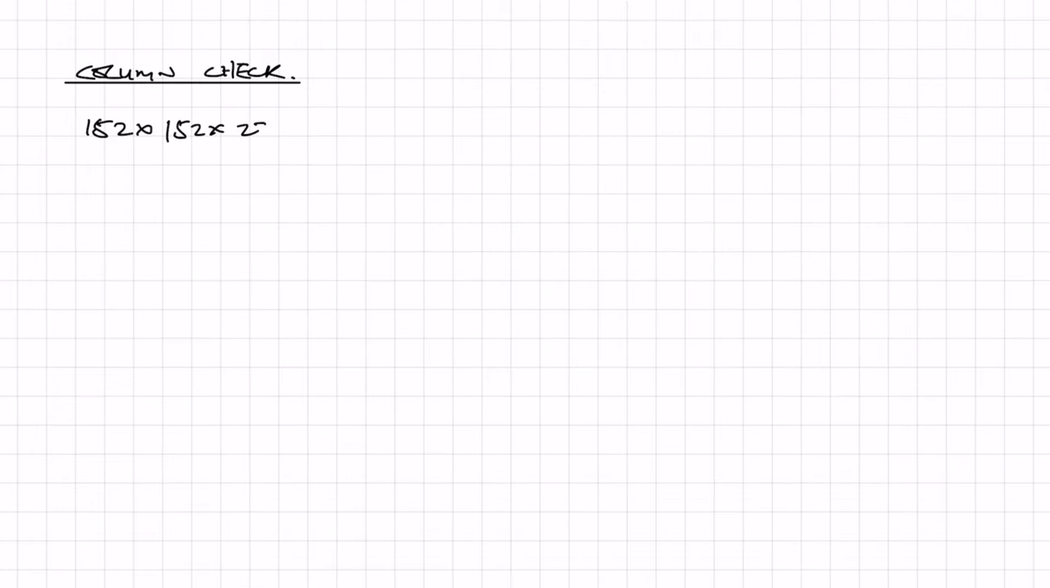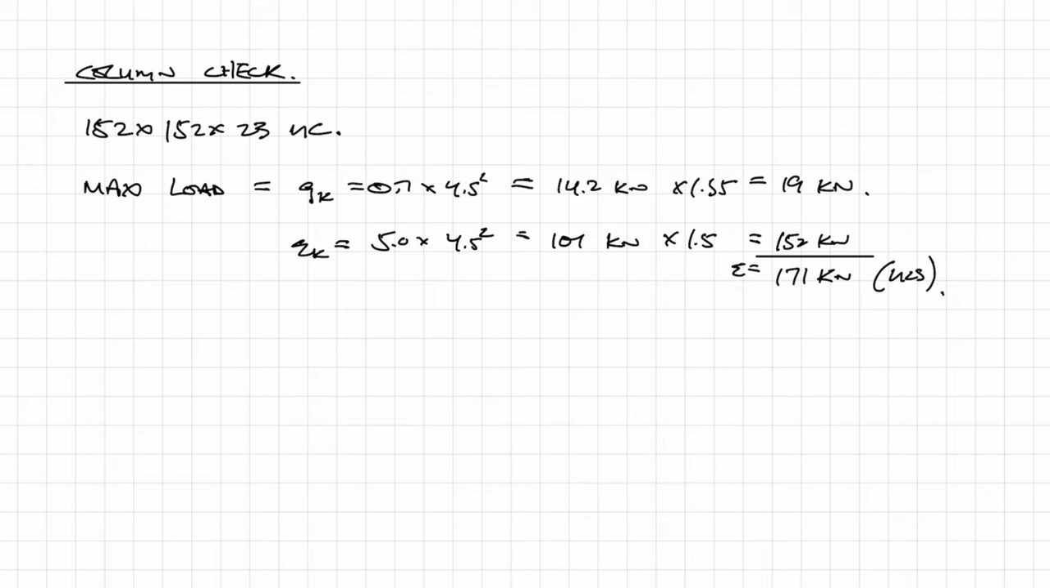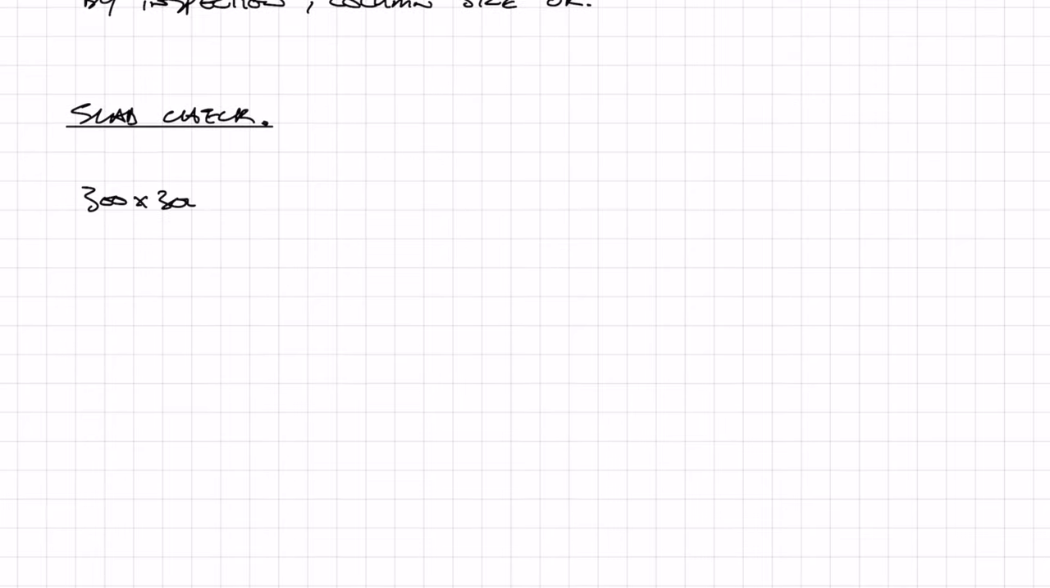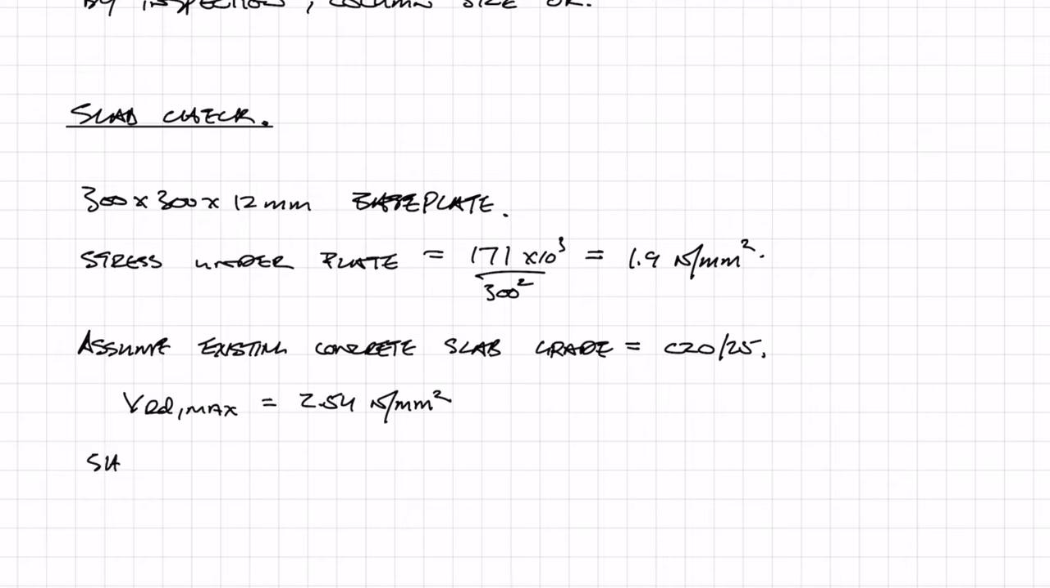Next, I move on to the column check, and this is just working out the ultimate limit state column load. You can check the column capacities or even the beam capacities using the blue book. Next, I'm just going to do a really, really simple check on the slab based on the stress underneath the base plate. We know that the slab doesn't have shear reinforcement, which is why we really need to check against VRd,max. If our shear stress is less than this value, that means we don't need to provide shear reinforcement.